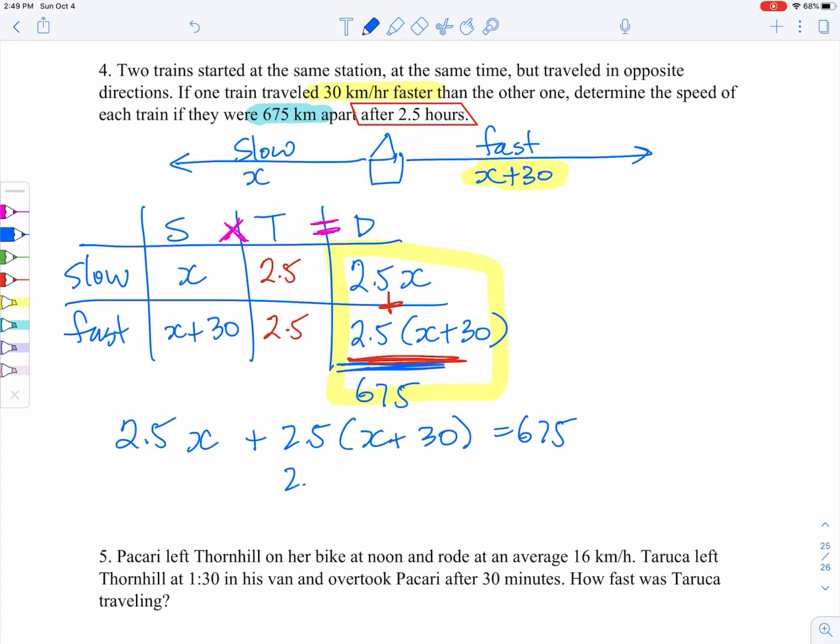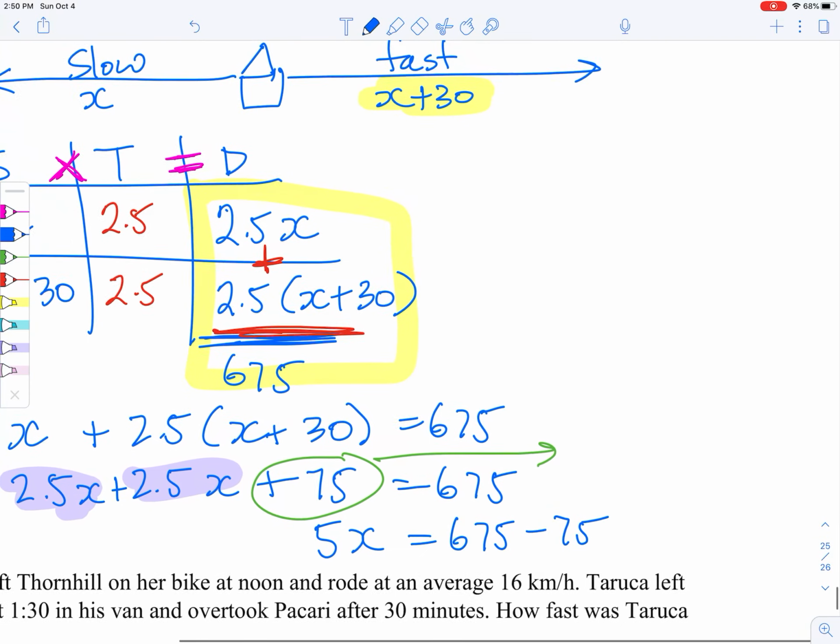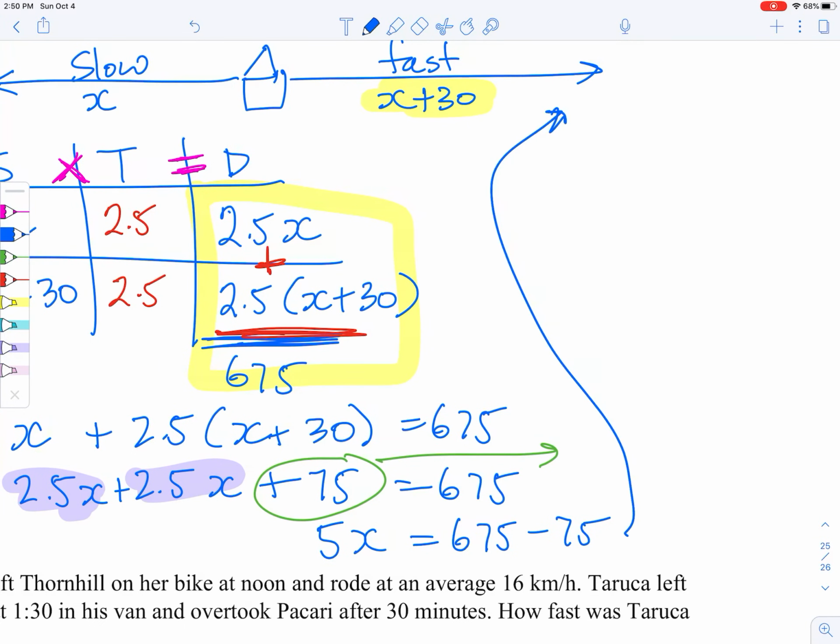I'm going to distribute, so I get 2.5x plus 30 times 2.5 is 75. I'm going to combine like terms, and I'm going to bring this 75 over to the other side. So I'm combining this like term and this like term. So I get that 5x equals 675 minus 75. And I've written really big.